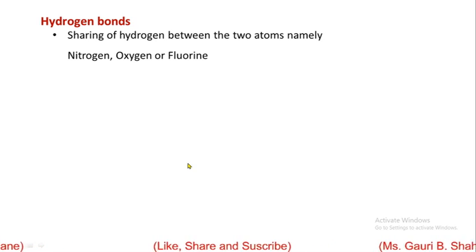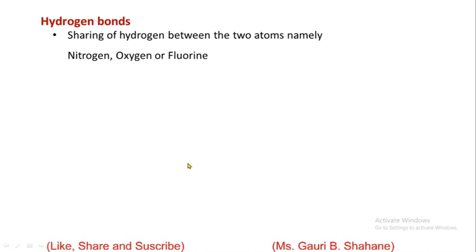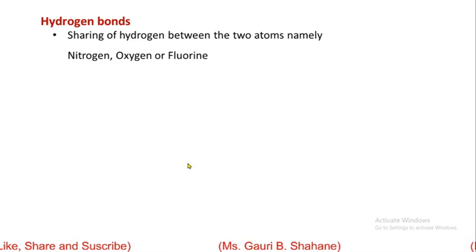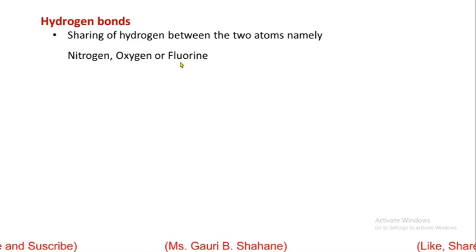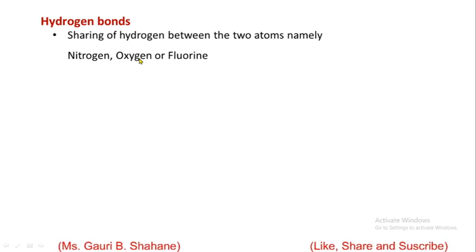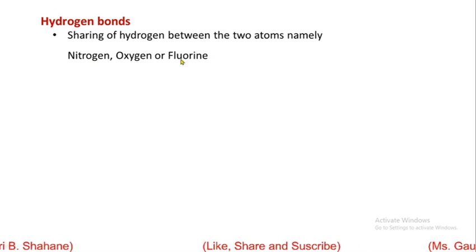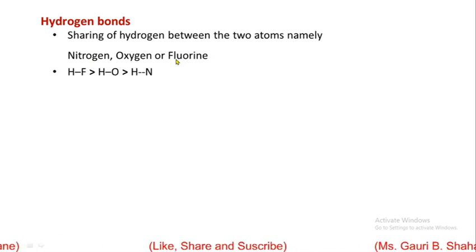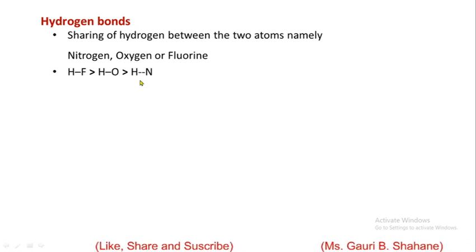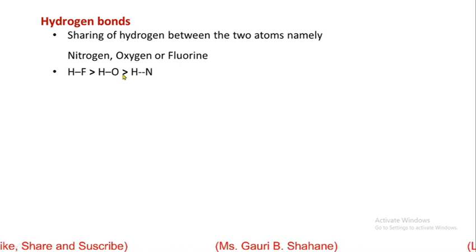Now the second bond is the hydrogen bond, which is also a type of non-covalent bond. These bonds are formed due to sharing of hydrogen between nitrogen, oxygen or fluorine. Meaning the hydrogen is shared between nitrogen and oxygen, or oxygen and fluorine, or nitrogen and fluorine. If you see the strength of the bond, meaning which is stronger, so this is the situation. The bond formed between hydrogen and fluorine is strong as compared to the remaining two.